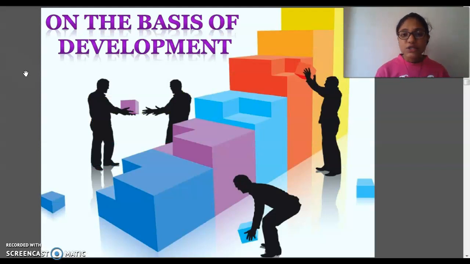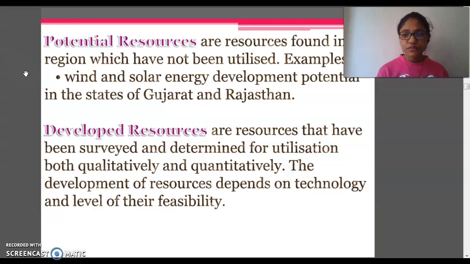And the last is on the basis of development. First is potential resource. Such resources are found in a region but have not been utilized. For example, solar energy has been found in Gujarat and Rajasthan, but it is not developed fully for use. So these resources are called potential resources.